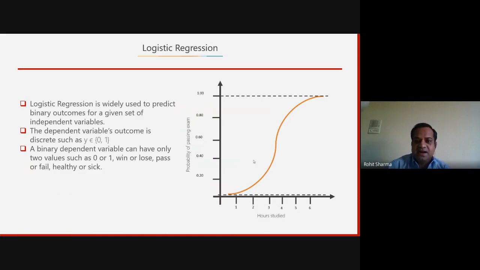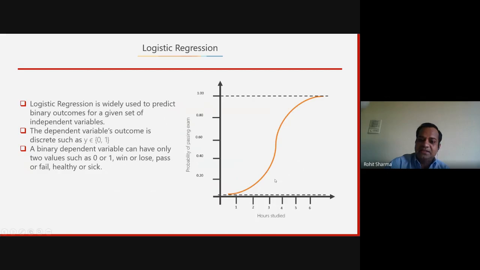And the classification started from logistic regression. And for logistic regression, I'm looking at my watch, it's about 75% there, so I have about 25% more time left. So I'll try to cover as much as possible in classification, and then we'll leave the deep learning for the next lecture. So logistic regression is widely used to predict binary outcomes.